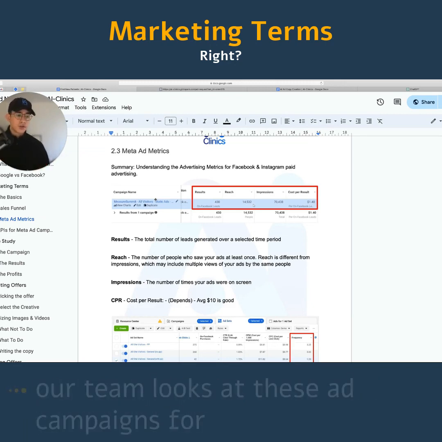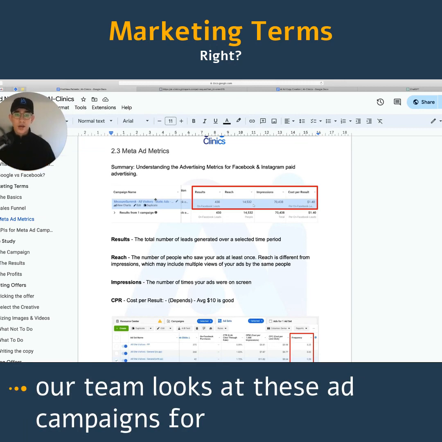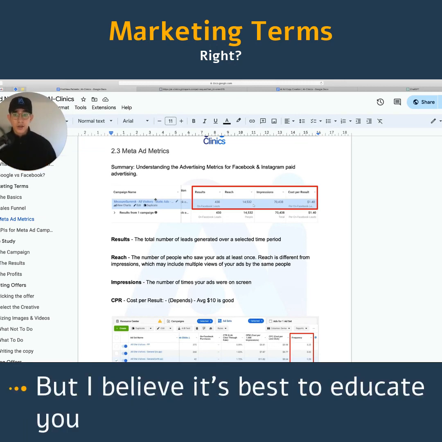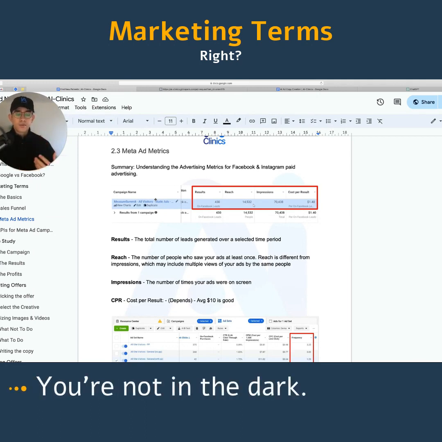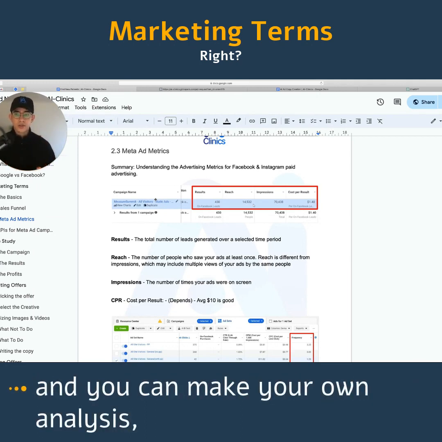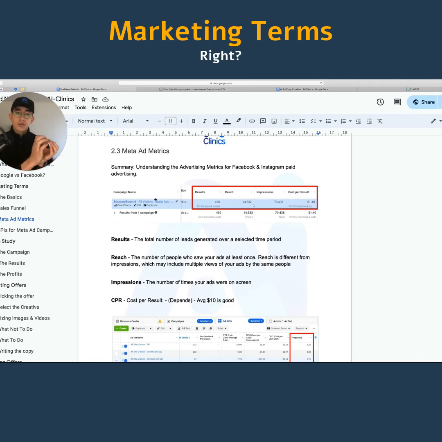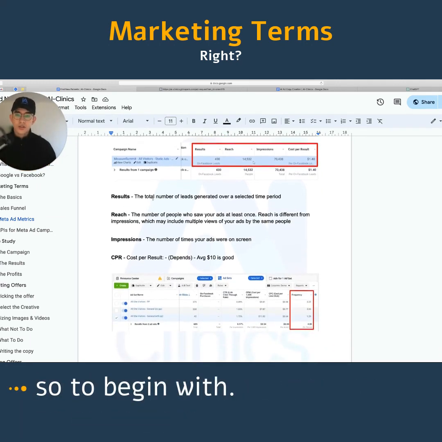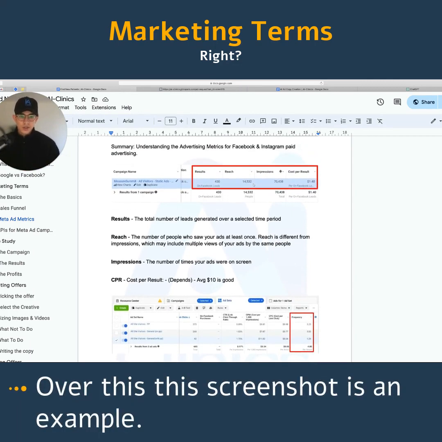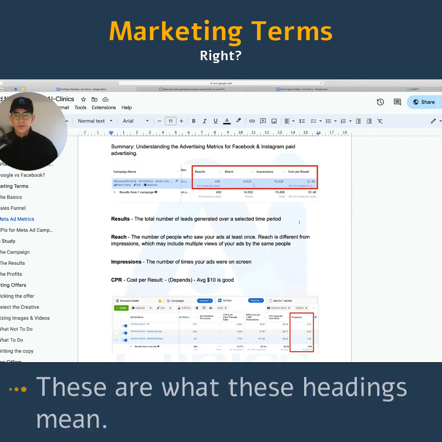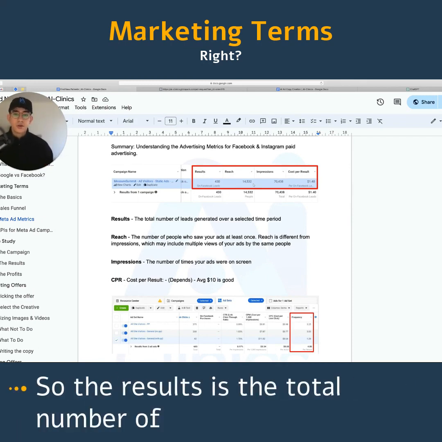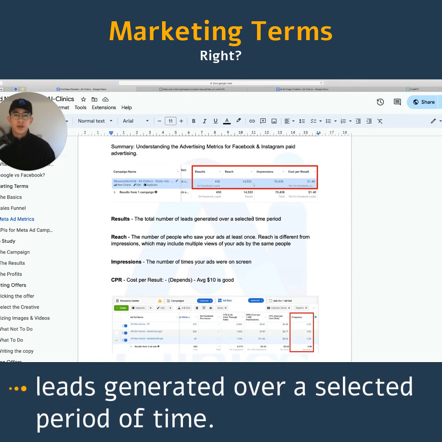Now, don't worry, our team looks at these ad campaigns for you on a regular basis, but I believe it's best to educate you guys so that you're not in the dark, you understand what's going on, and you can make your own analysis. To begin with, this screenshot is an example of the backend and what it looks like to launch a campaign. These are what these headings mean. The results is the total number of leads generated over a selected period of time.